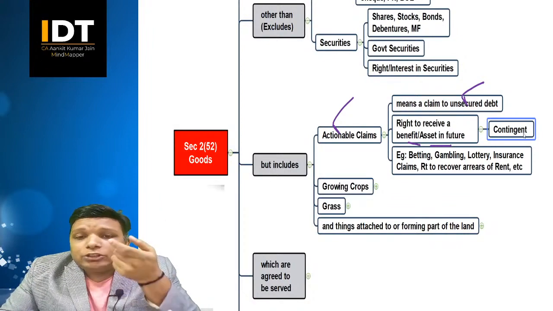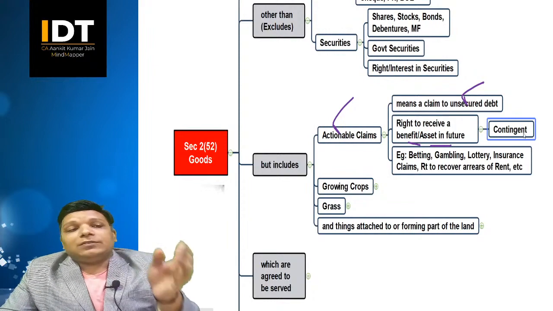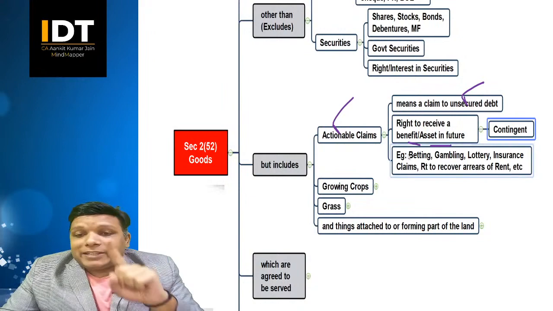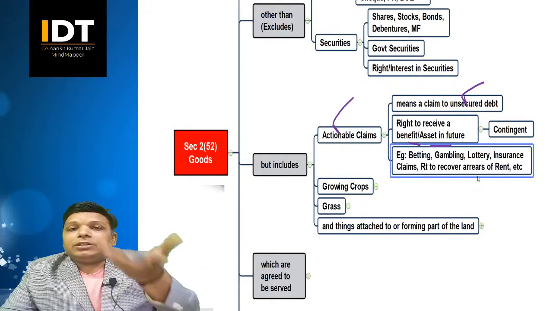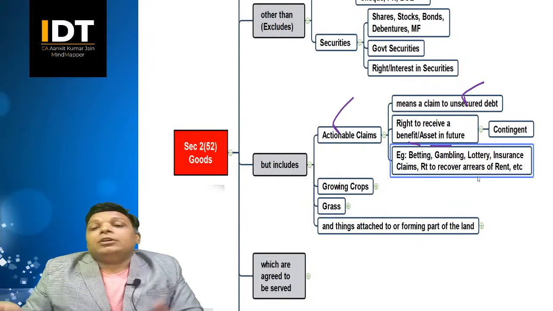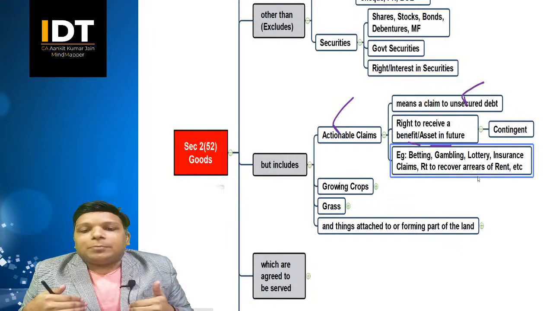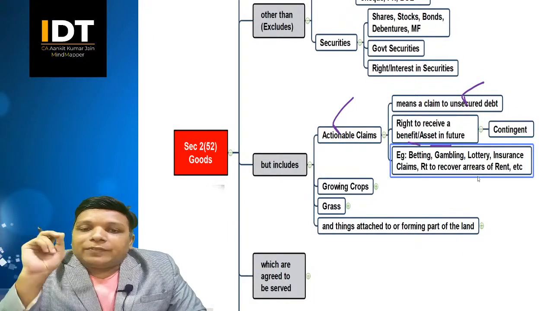Correct? That means an actionable claim, say lottery tickets, is something like a right to receive the benefit and asset in the future. Examples can be betting, gambling, lottery, insurance claims, right to recover the arrears of rents, right? I have not received the rent of 50,000 rupees for 3 months, so I have the right to recover it. Correct? These rights are also included in the definition of goods.